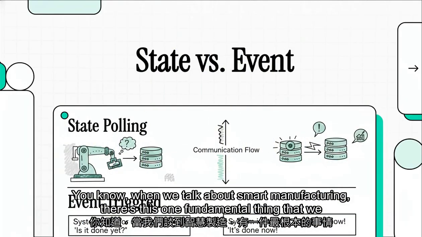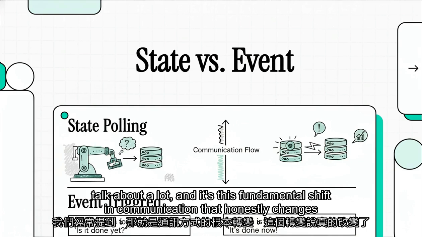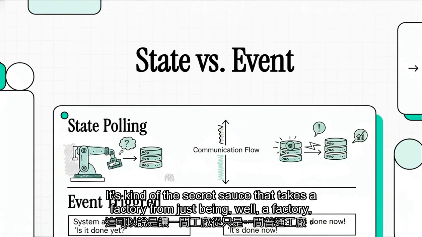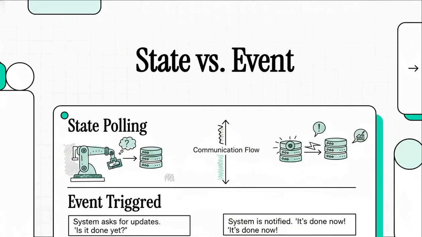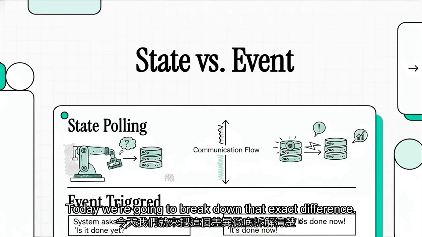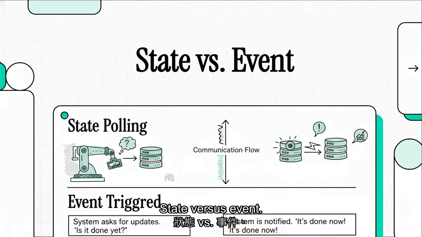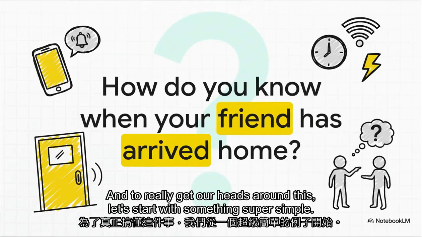Talk about smart manufacturing, there's this one fundamental shift in communication that honestly changes everything. It's kind of the secret sauce that takes a factory from just being, well, a factory, to being truly intelligent. Today, we're going to break down that exact difference, state versus event. And to really get our heads around this, let's start with something super simple.